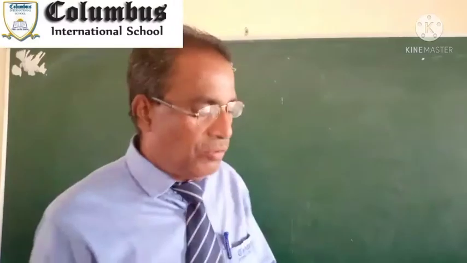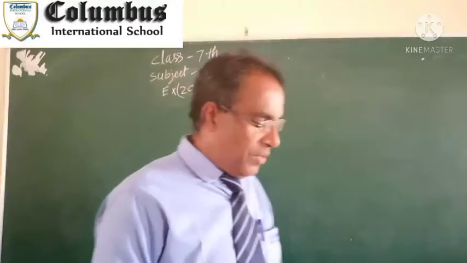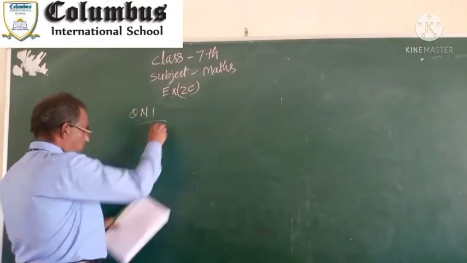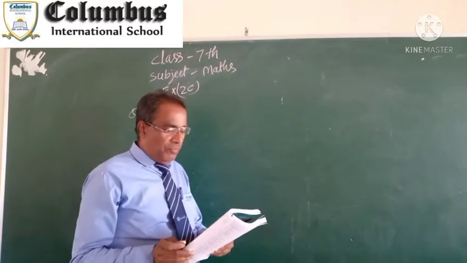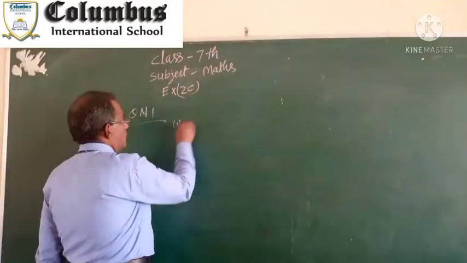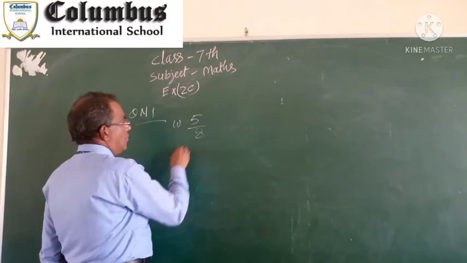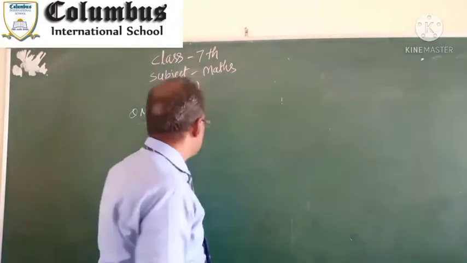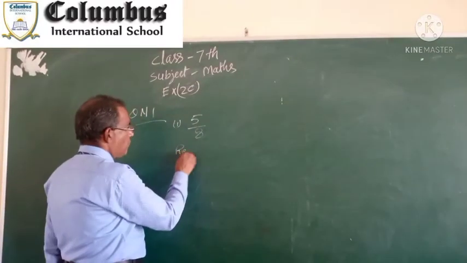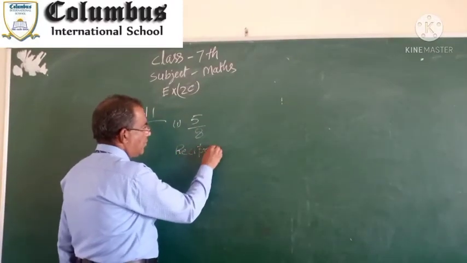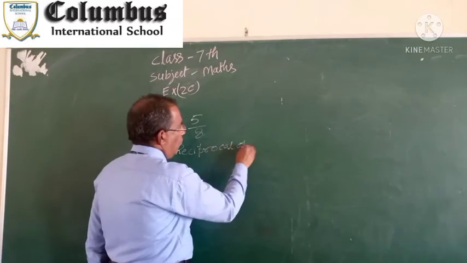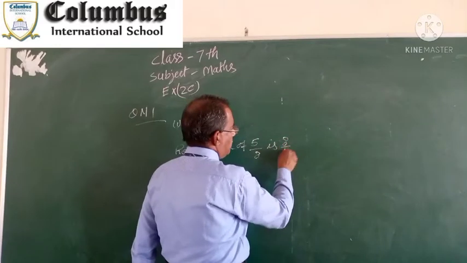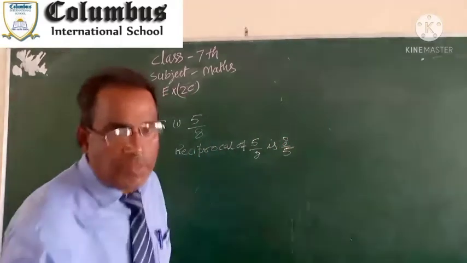I am teaching exercise 2C. First question, question number 1. Write down the reciprocal of 5/8. The reciprocal of any number is the reverse of the number, that is, the reciprocal of 5/8 is 8/5, right?